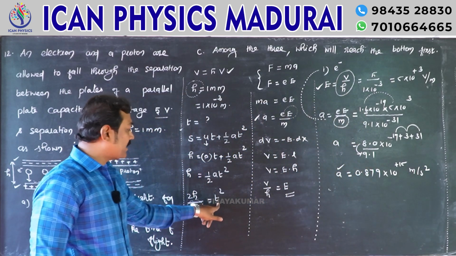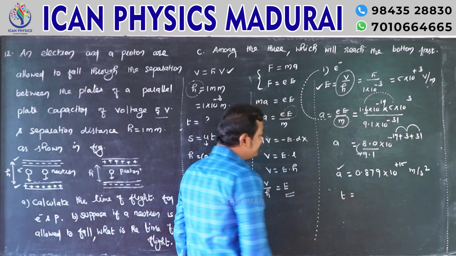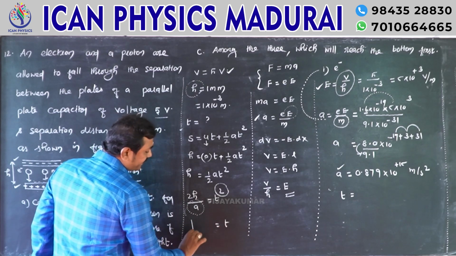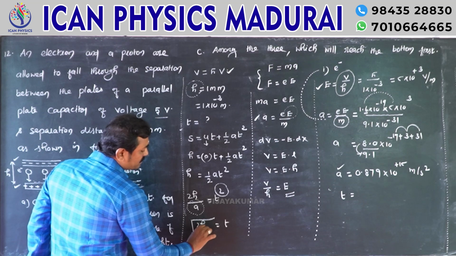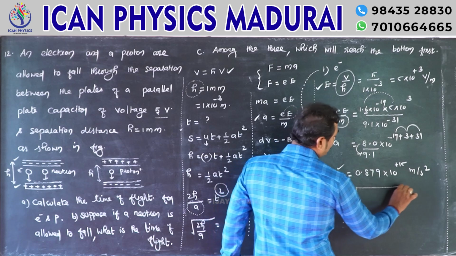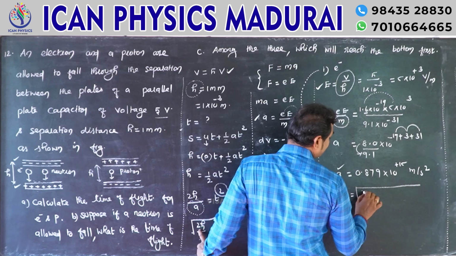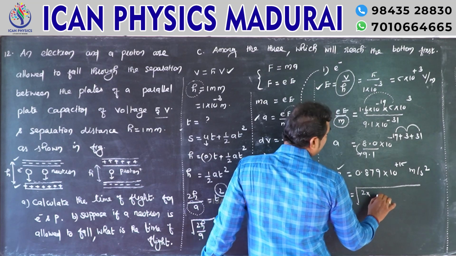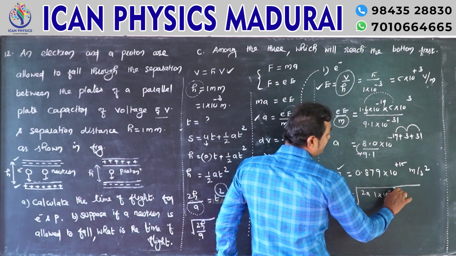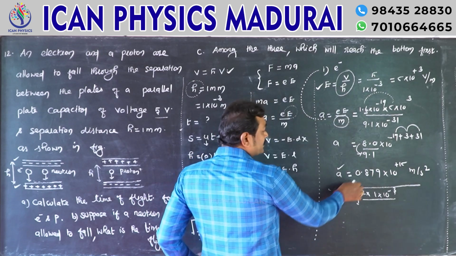Okay. So, now we can calculate the value of time taken. What is the value of time taken? So, t. To remove the square, we can take the square root. So, 2h by a. So, t equal to square root of 2h by a. What is the formula? 2 into h. The value of h is 1 millimeter, so 1 into 10 to the power minus 3, divided by a. So, what is the value of a?